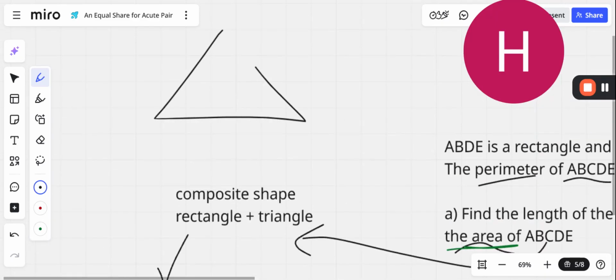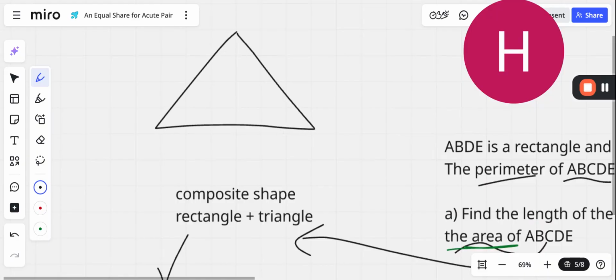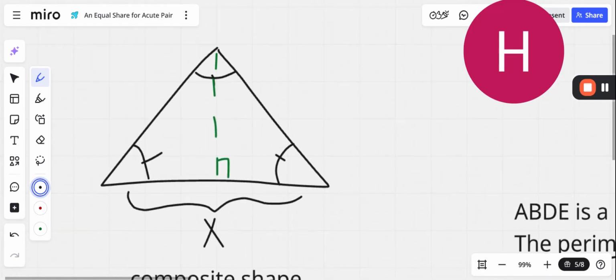So if we have an equilateral triangle, that means the angles are all 60 degrees, right? Because all the sides the same means that all the angles are the same. So if we were to split this triangle down the middle to represent the height, we could then find the area of this triangle by saying base, which is x, times the height, but we don't know the height yet. So splitting this down the middle creates a 30, 60, 90 triangle.